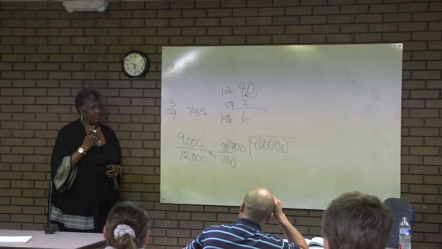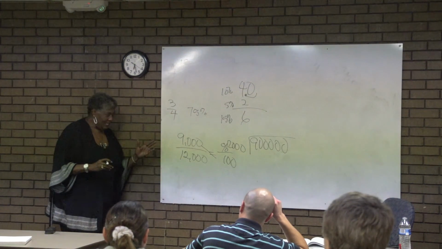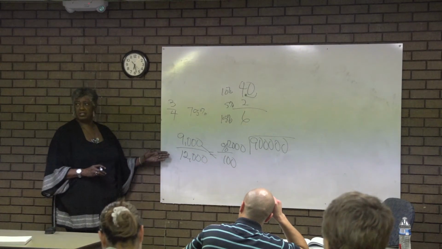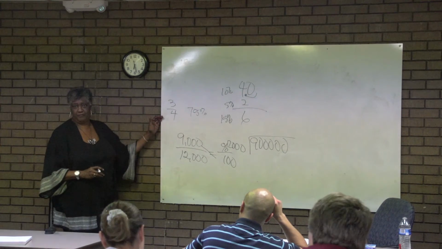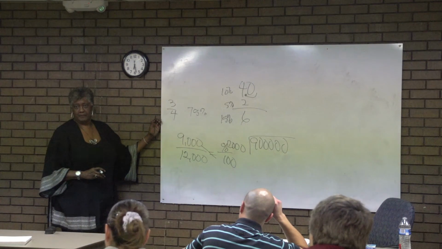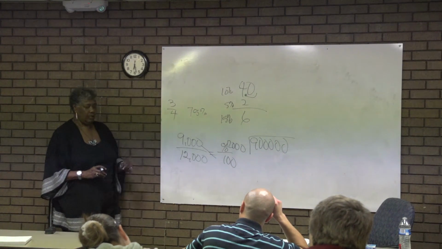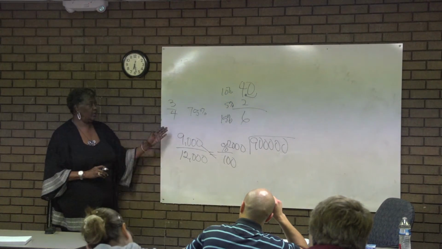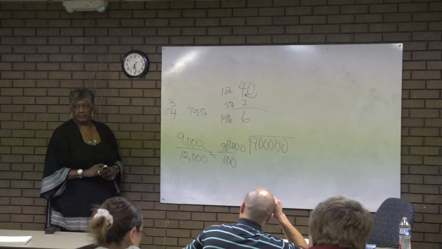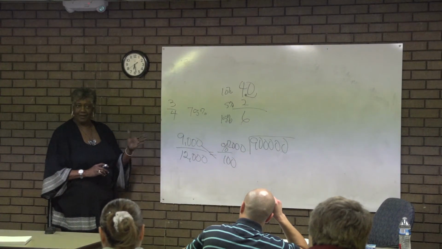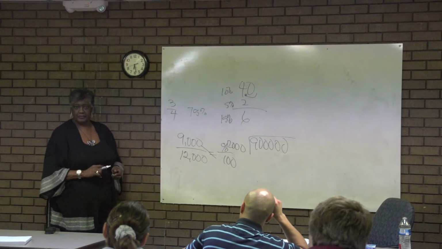Because then you really understand what it means to have 9,000 out of 12,000. It's the same as having 9 out of 12. It's the same as having 3 out of 4. And so you can use that to solve the problem. It's still all 75%, or 75 out of 100. Okay?